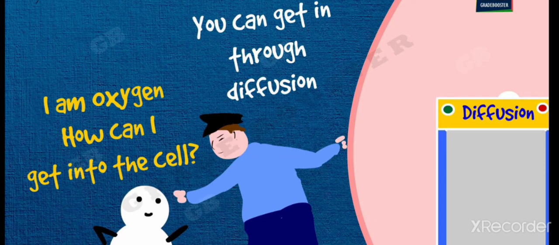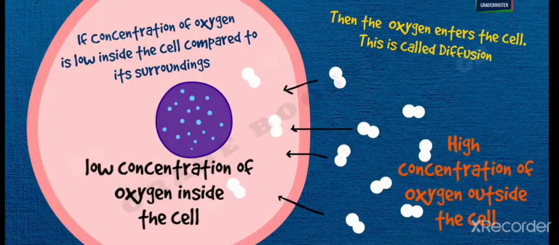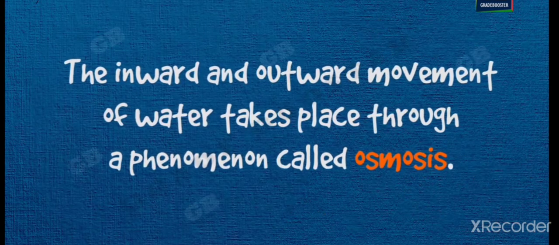The exchange of gases takes place between the cell and its surroundings, and this happens with the help of diffusion. Here we can see the concentration of oxygen outside is more as compared to inside the cell. So what happens in this case? The oxygen goes inside the cell, because diffusion means the movement of gas molecules from high concentration to low concentration. Here the oxygen is more in the outer environment as compared to the cell.